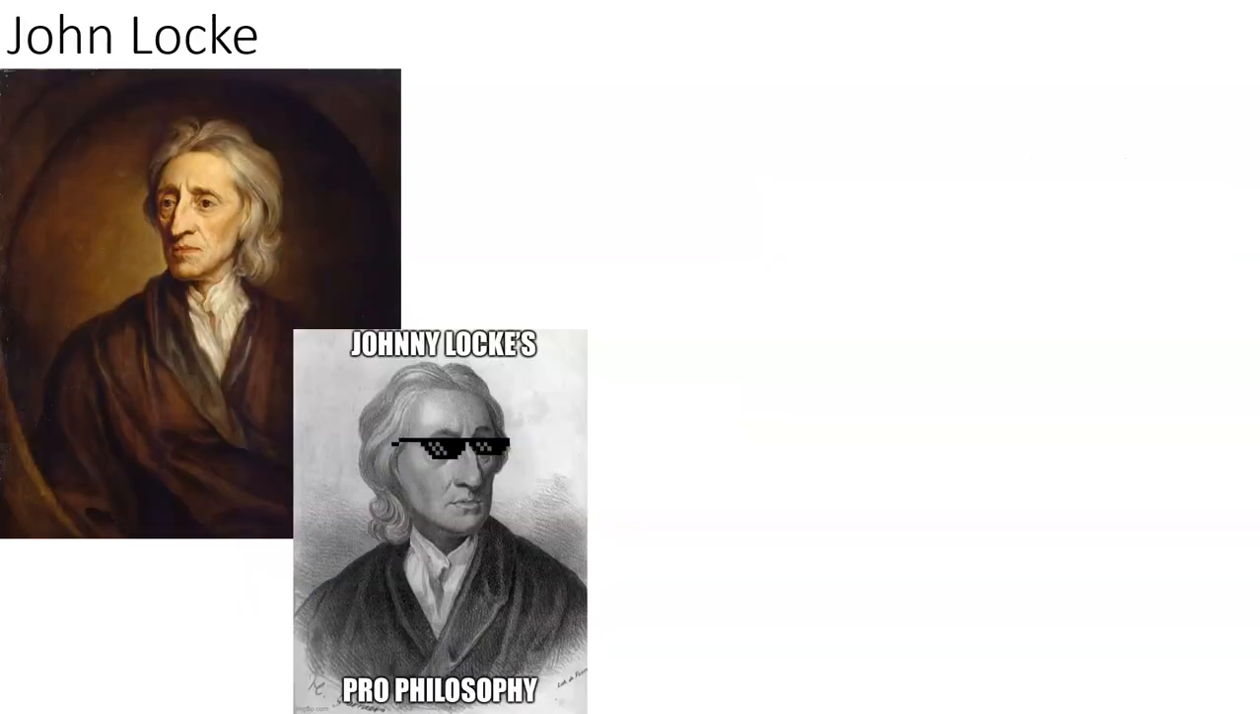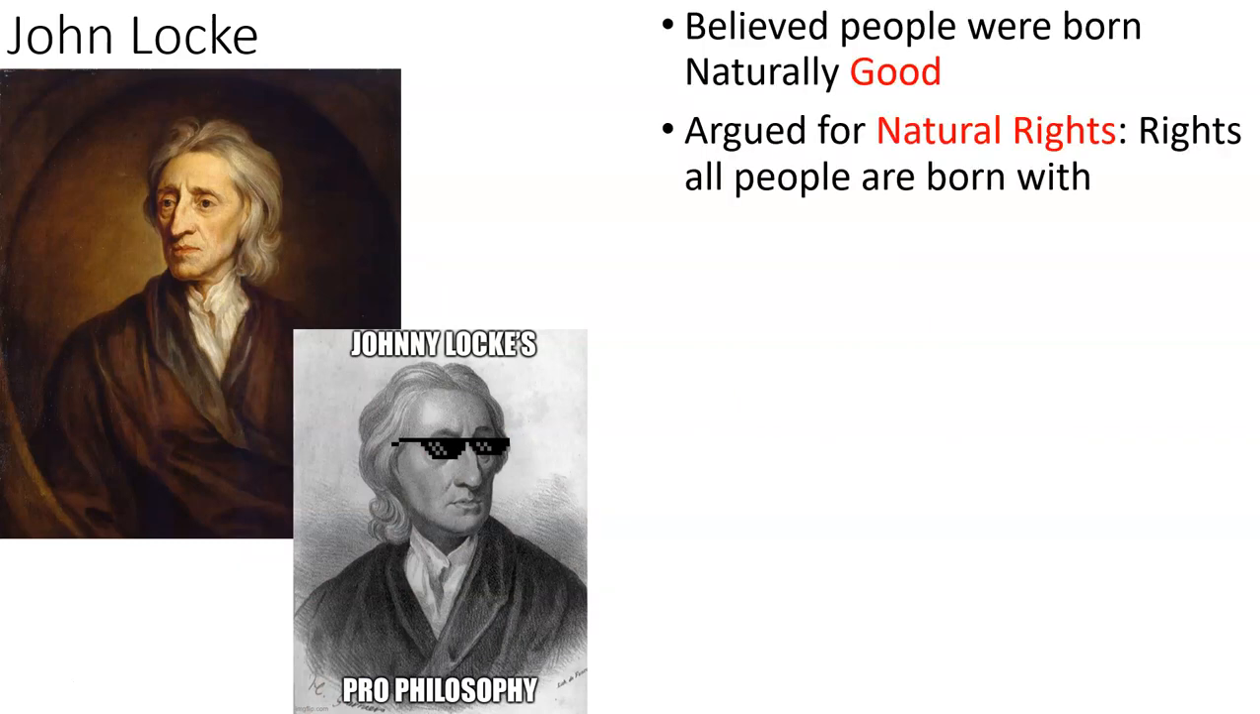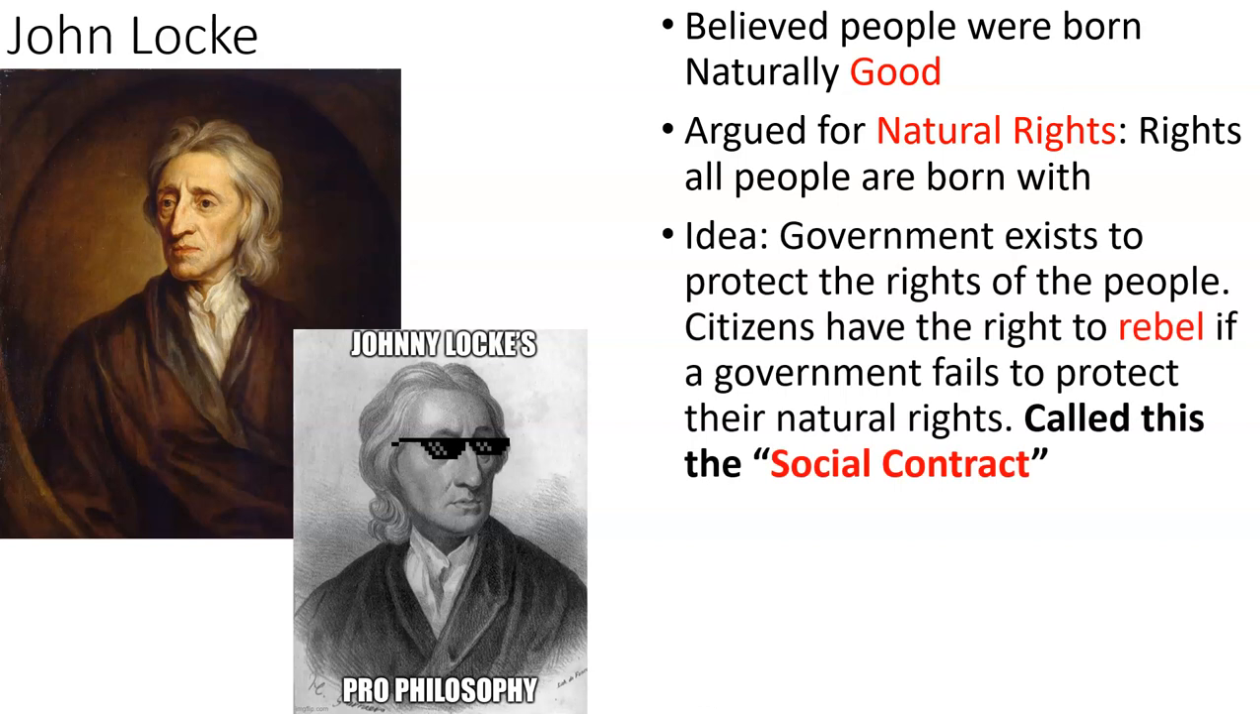His foil, his opposite, is John Locke. So John Locke says all people are good at heart. He believed that there was this concept of natural rights. He says everyone's born with certain rights, and he sort of articulates what those rights are. You would recall natural rights as life, liberty, the pursuit of happiness, like that Thomas Jefferson idea, okay? Natural rights, think of that.